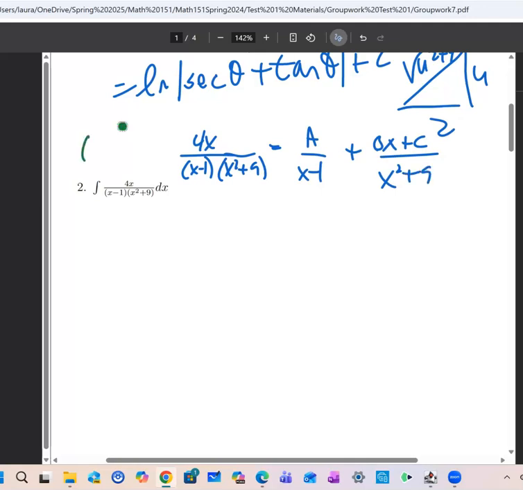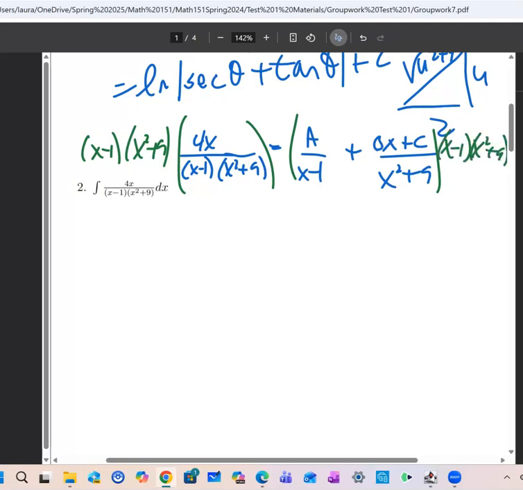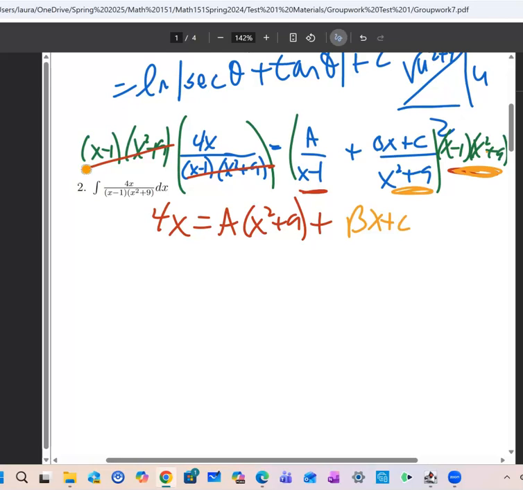So I'm going to multiply both sides by this, right? And then this side here, x minus 1 times x squared plus 9. So these cancel, so the left-hand side turns out to be the numerator. On the right-hand side, when I multiply this times this term, I get A times x squared plus 9. And then when I multiply this times this term, the x squared plus 9 go away, (Bx plus C) times (x minus 1). So it's really important you put the parentheses there.